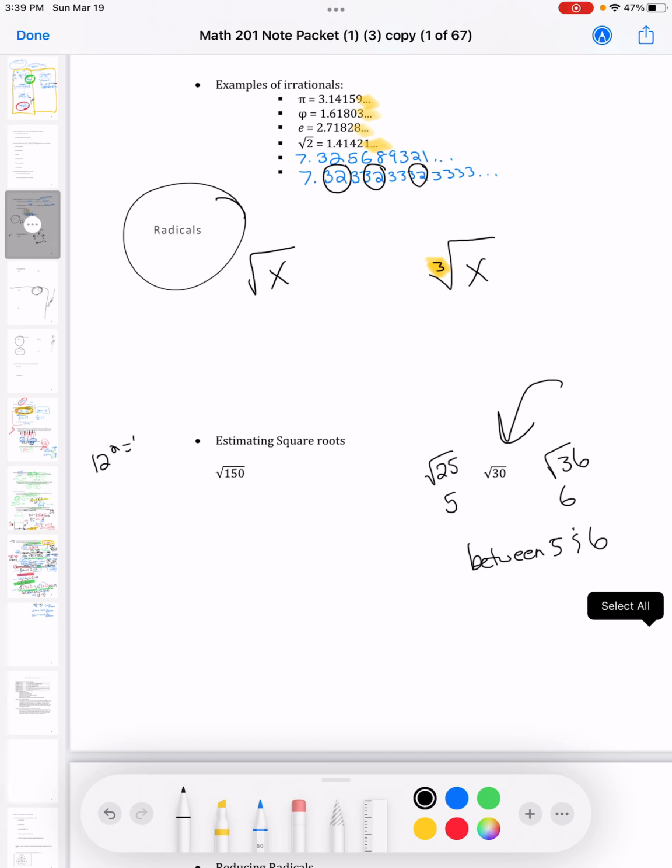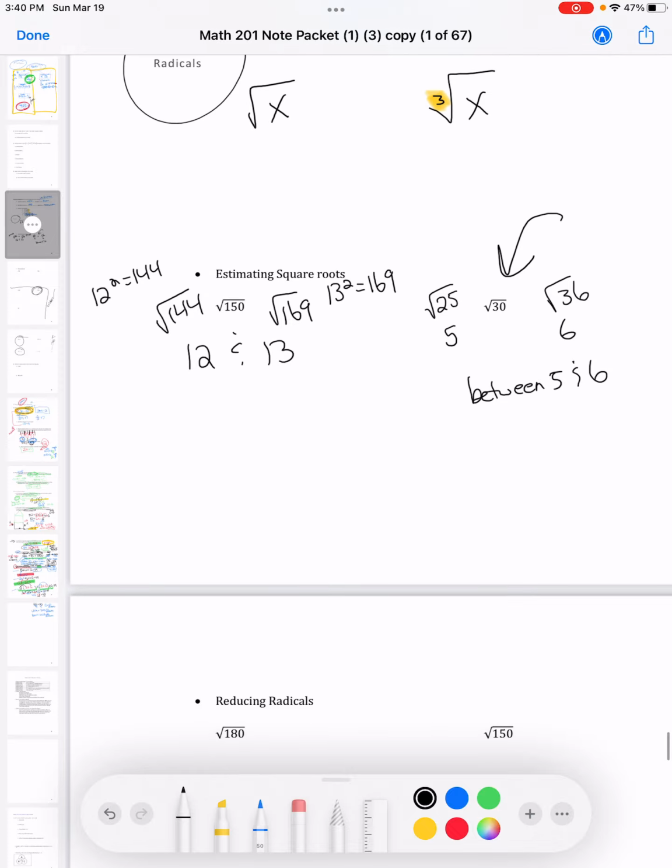12 squared is 144. So that's pretty close to 150. Since 12 squared is 144, that's one I know. I'm going to see what 13 squared is, and type that in my calculator. 13 squared is 169. So the square root of 150 is in between 12 and 13. It's 12 point something that would give me that square root of 150.